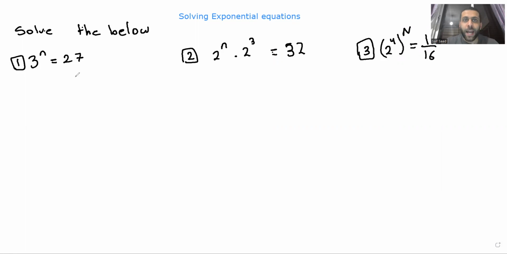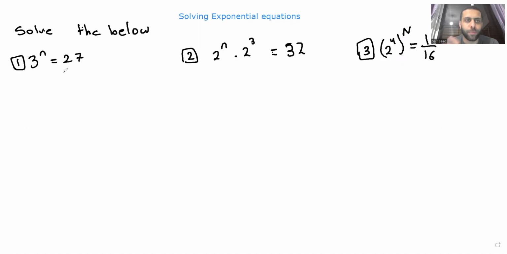Okay, now we will try to solve exponential equations. As you can see here, we have three equations. The idea of solving the equation is very simple. What you need to do at the beginning, this is the basics of solving exponential equations. You should try to make sure that the left side is equal to the right side.